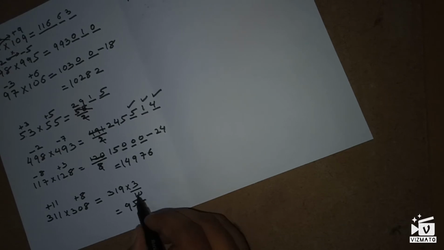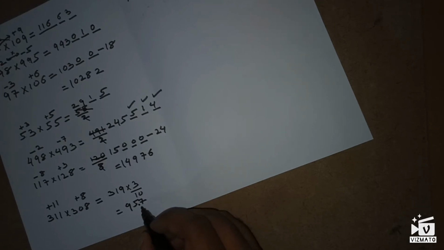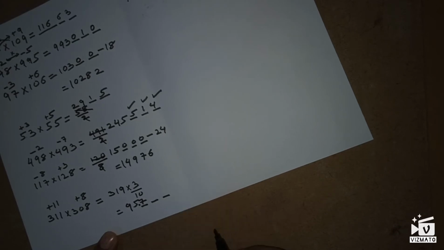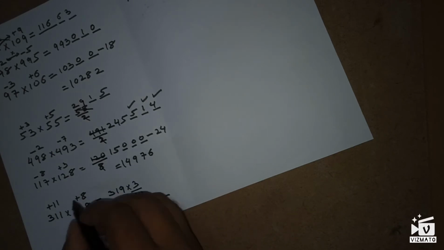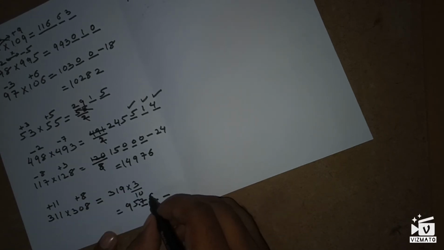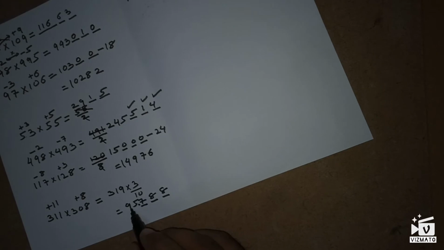So what will be the result? 957. But there is a 10 here. That is 957. As we know, we do not put a point, we just fill the gap. The base is 1000 here, so put 7 here. 11 into 8, that is 88. The answer is 95788.